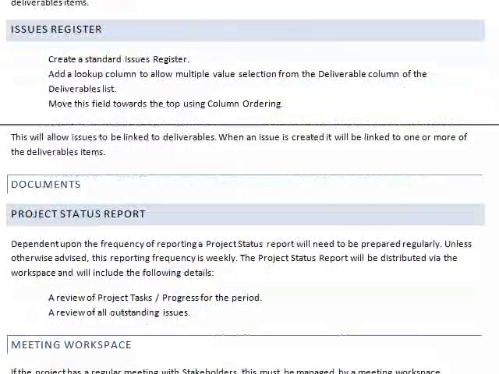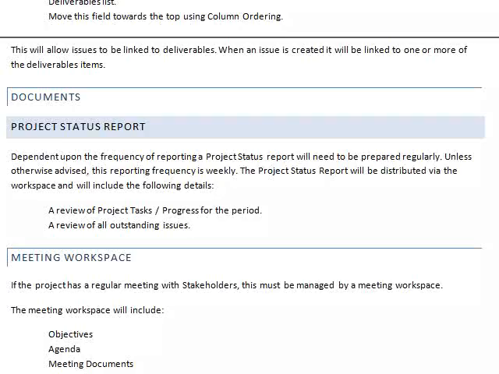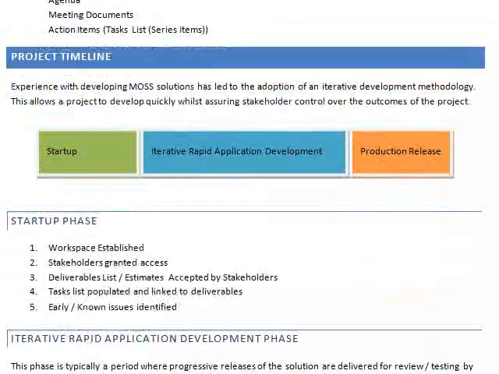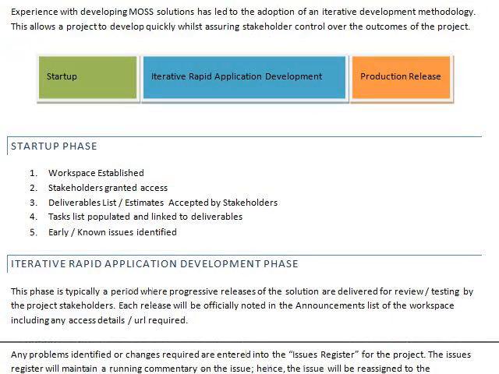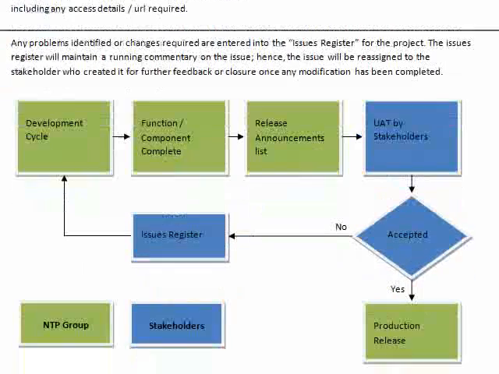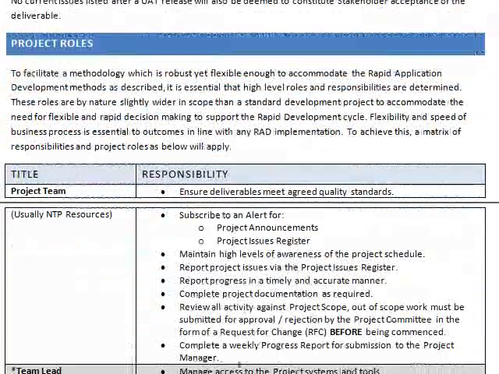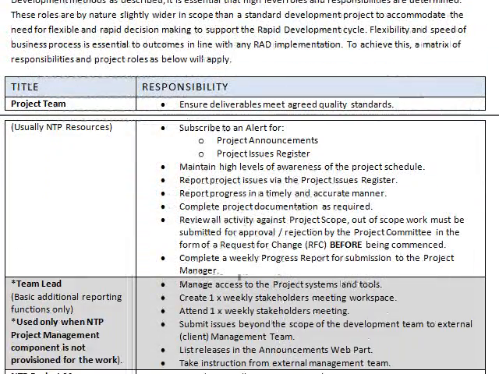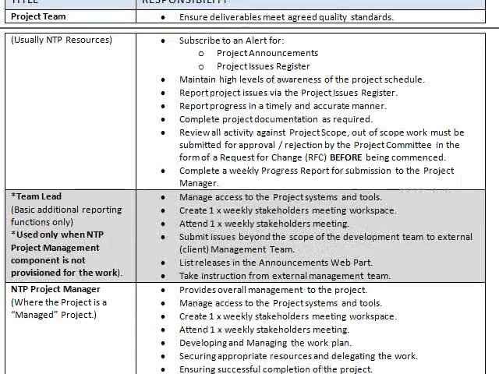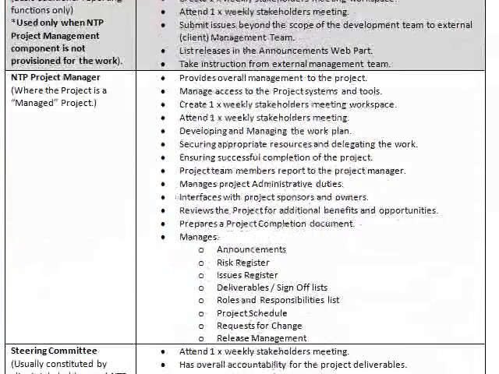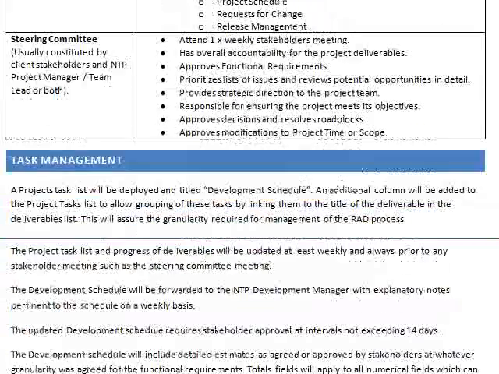Tasks lists, issues registers, document status reports, project timelines and how we report across those, the various phases that we use to identify our development cycles, and a discussion of our RAD process in detail, together with production release information and some project roles and responsibilities for team members and stakeholders throughout the life of the project.